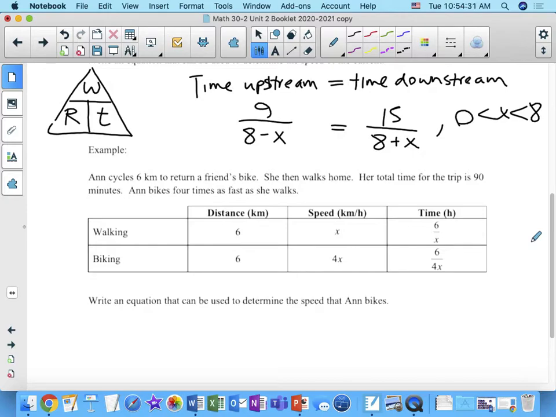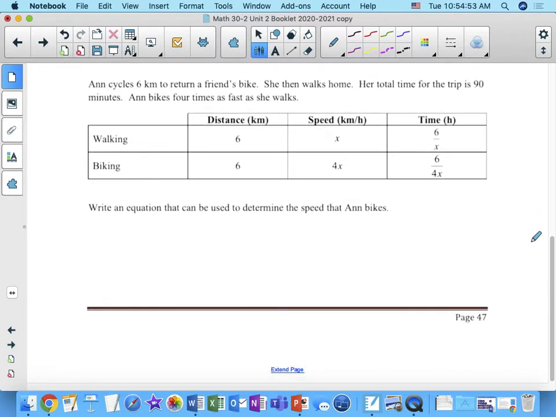So to get our equation, we have to use a piece of information that we haven't yet accounted for in the chart. What have we not yet accounted for in the chart? Is it the total time for the trip is 90 minutes? Exactly. The total time for the trip is 90 minutes. So that's what we're going to use to build our equation.